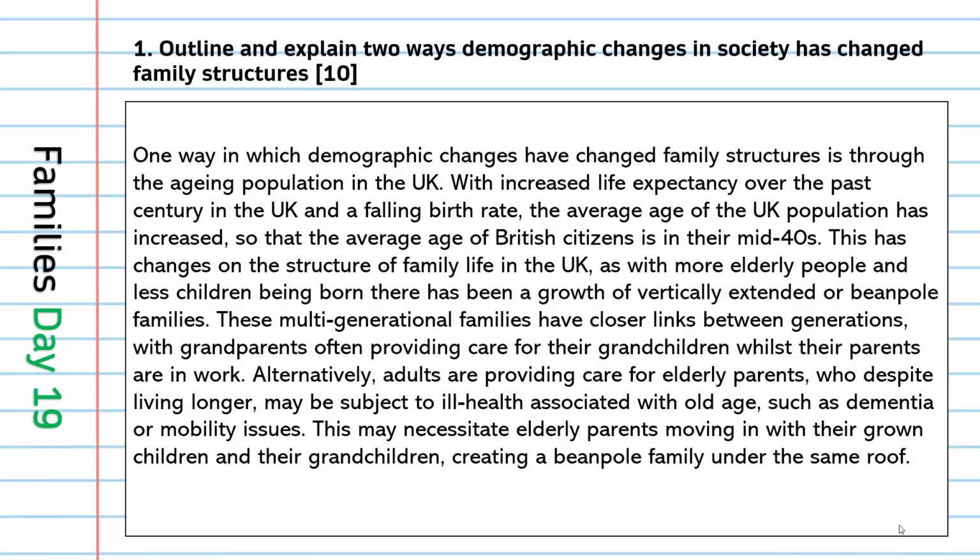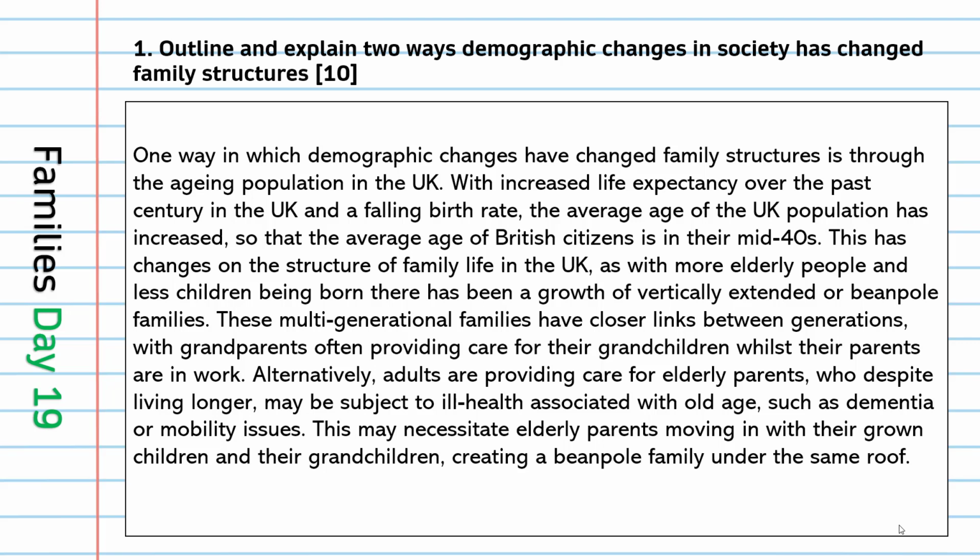So let's look at my response to the question. One way in which demographic changes have changed family structures is through the ageing population in the UK. So there I've identified my demographic change. With increased life expectancy over the past century in the UK and a falling birth rate, the average age of the UK population has increased, so that the average age of British citizens is in their mid-40s. So there I've explained what the ageing population is. Now I need to explain how this might change family structures.